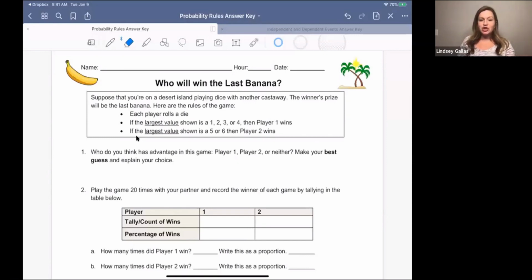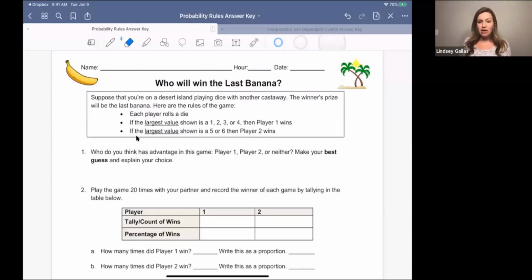Quickly, without thinking too hard about it, I'd like you to write down an answer for number 1. Who do you think has an advantage in this game? Would you rather be player 1, player 2, or neither? Make your best guess and explain your choice. Once you've done that, now let's think about this problem.